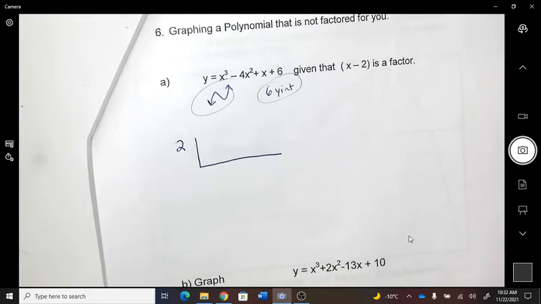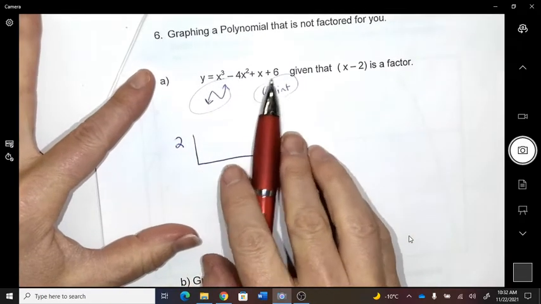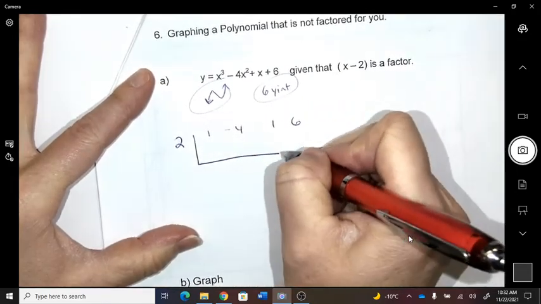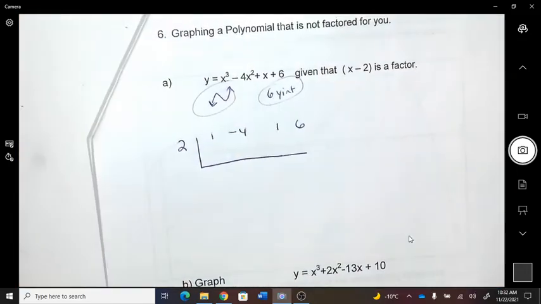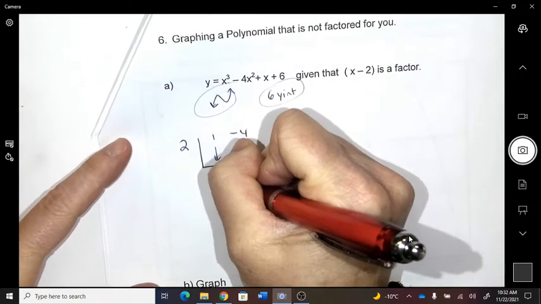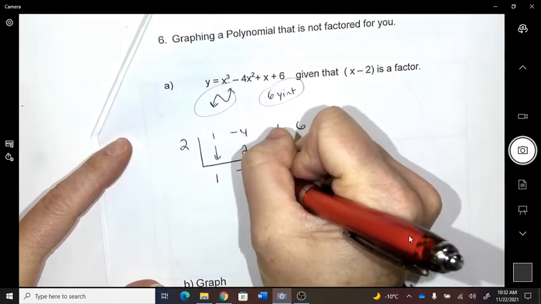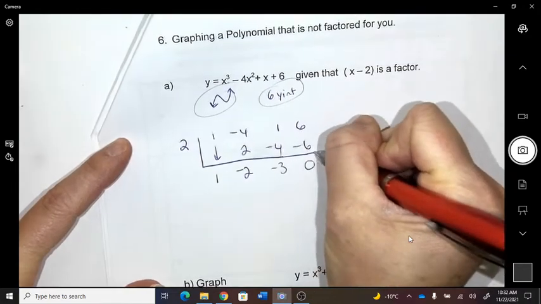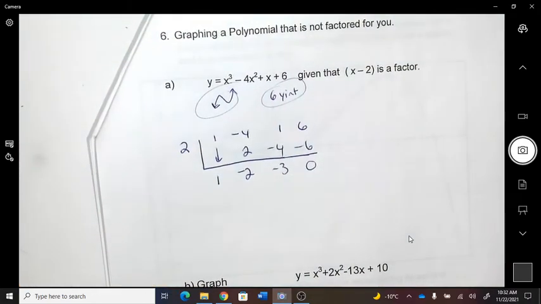Okay, so 2 is an x-intercept. Did we look for gaps? We're good, right? 1, -4, 1, and 6. I already know that that should come out to 0, right? Because it told me it should. So pull down the 1, multiply, add. If it doesn't come out to 0, something happened that shouldn't have.